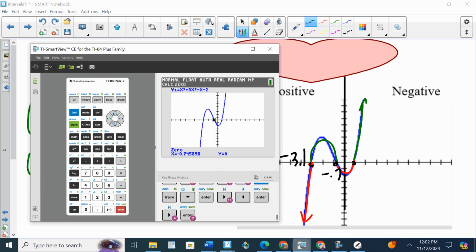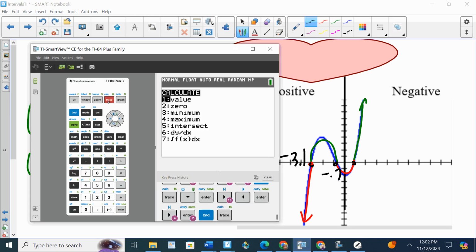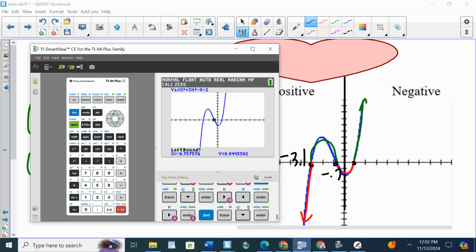And finally, second trace, option 2. I'm going to do it for the third. Left of the point I'm trying to find, enter. Right of the point I'm trying to find, enter. Enter. I got 0.9.